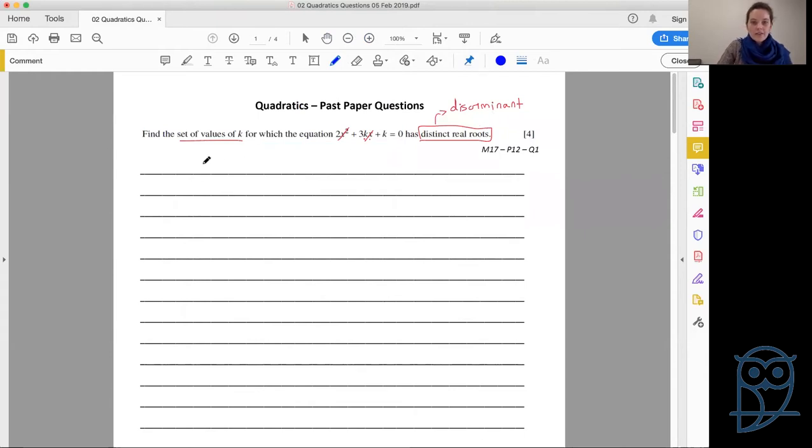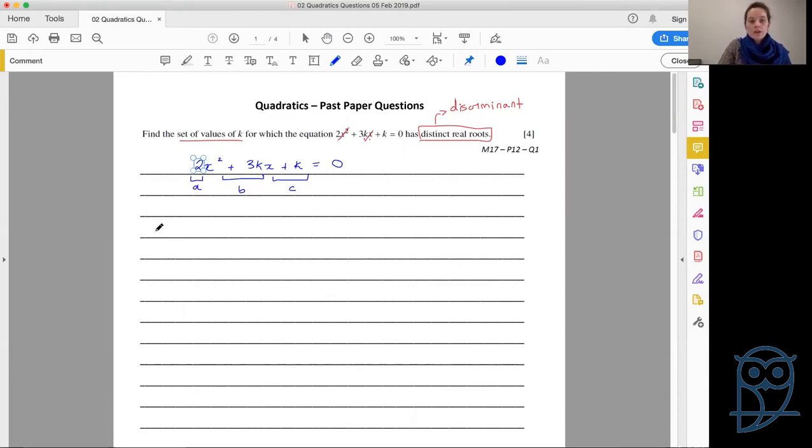We have 2x squared plus 3kx plus k equals 0. So remember, the coefficient of x squared is your a, your coefficient of x is your b, and your coefficient of nothing, your constant term, is your c. Note that I've included the signs there because your signs are included, they're part of the coefficient.